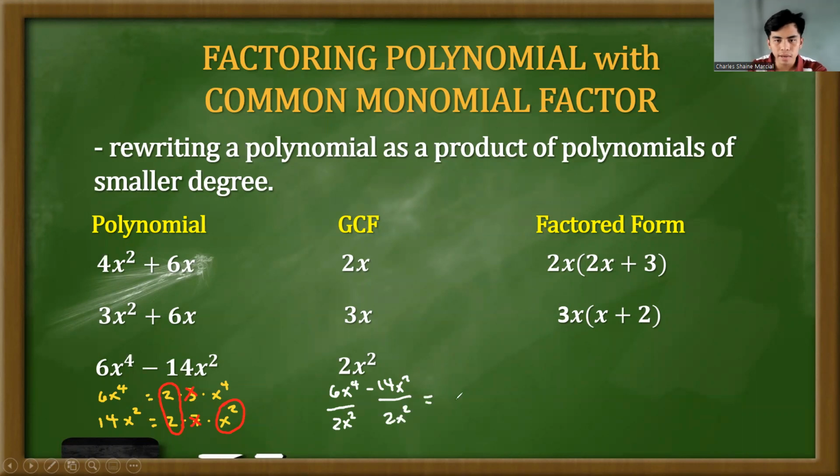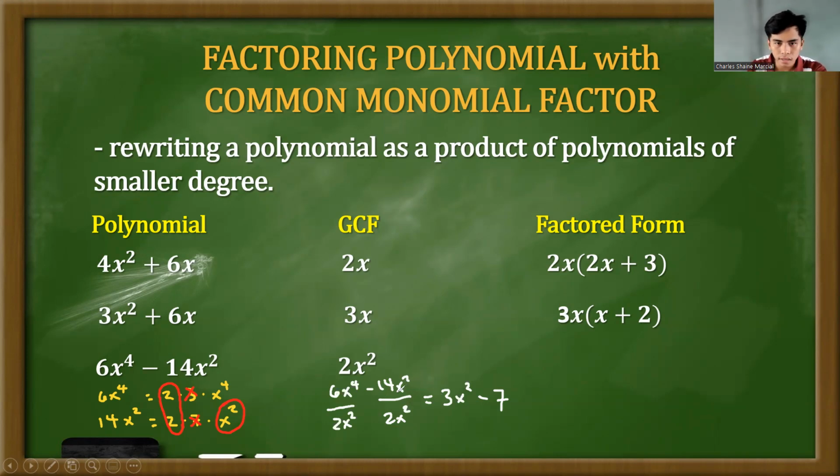Ayan, so 6 divided by 2, that is equal to 3. And then again, isusubtract lang natin yung exponent. So we have 4 minus 2 is equal to 2. Minus, copy lang natin yung operation sign. And then i-divide na natin si 14 and 2. So 14 divided by 2 is equal to 7. Then subtract lang natin ito, yung exponent natin. So we have x squared minus x squared, or 2 minus 2 is equal to 0.